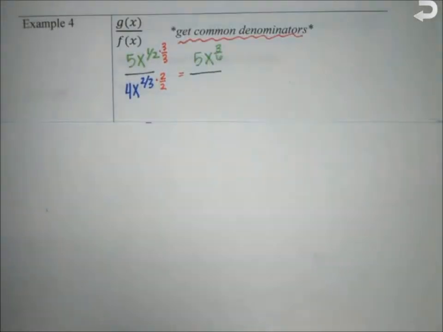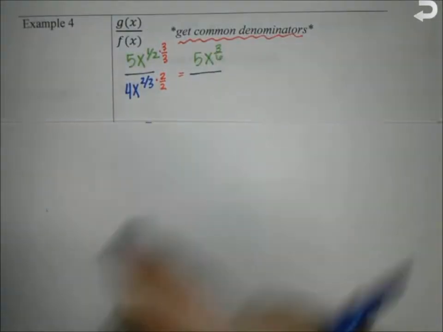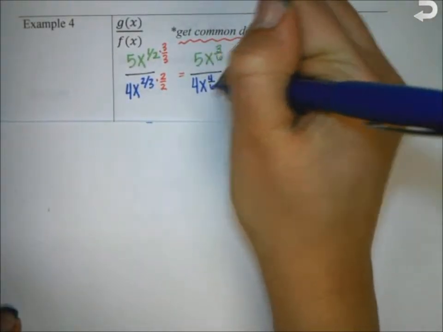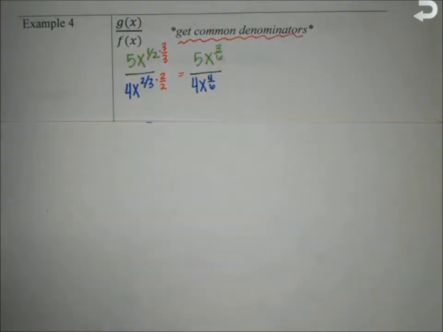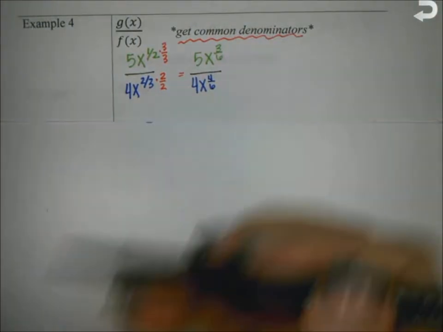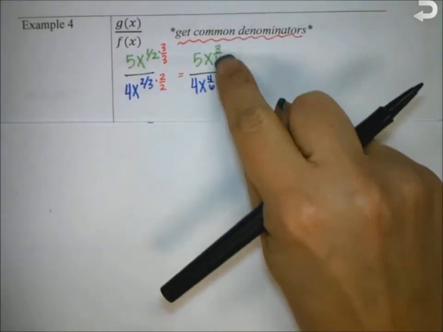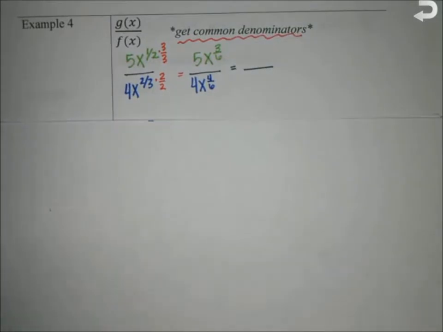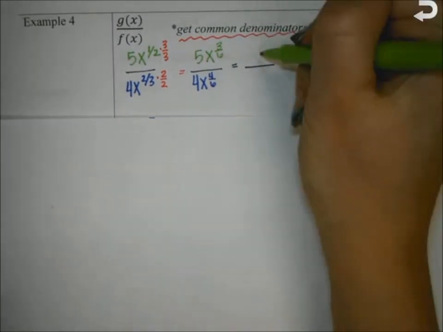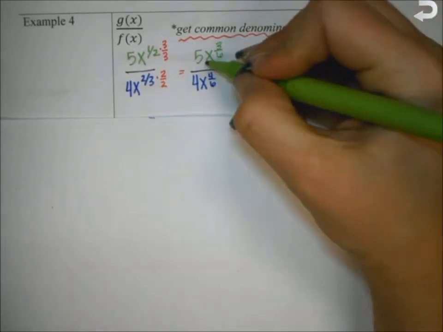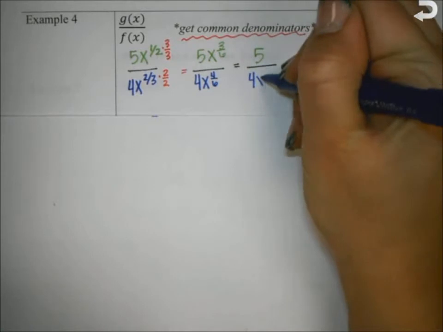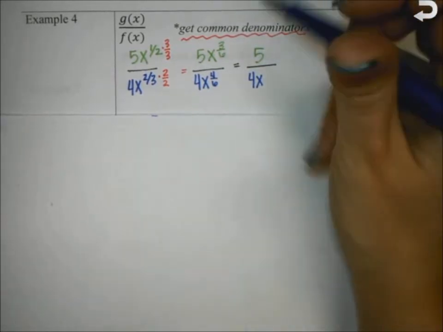Okay, let's simplify that. Now that my exponents have a common denominator, what do I do with them when I divide? Subtract. So what's left on top? Well, the 5, right? Okay, what's on the bottom? 4x to the what? 4/6 minus 3/6? 1/6. Remember, we keep our denominators. Our denominators are the same. And the numerator we subtract.